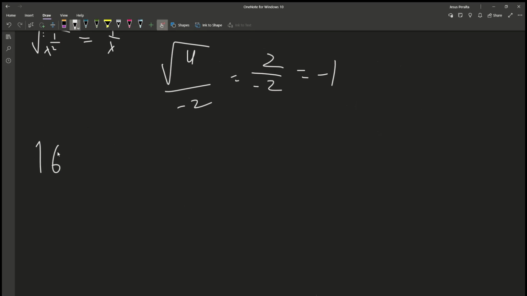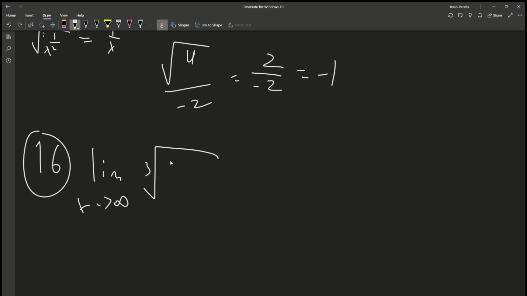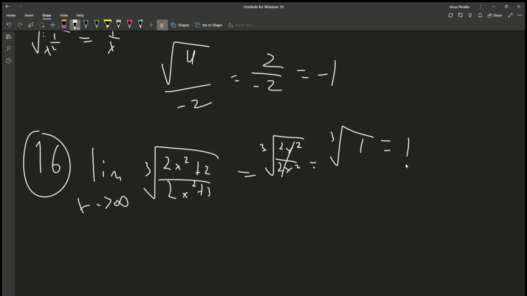So 16, our last one. Limit as x approaches infinity of cube root of 2x squared plus 2 over 2x squared plus 3, which is equal to the cube root of 2x squared over 2x squared, which is equal to obviously 1. Cube root of 1 is equal to 1, which should be our answer.